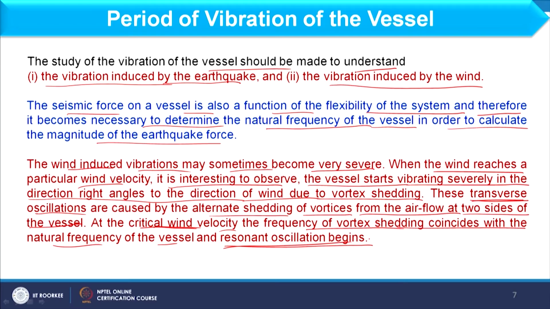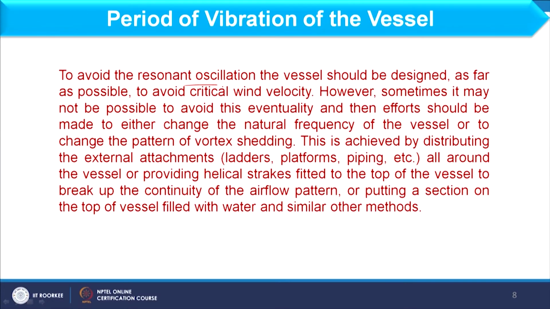Okay. So, in this way continuous oscillations will be there when we have large wind velocity, right. So, we have to consider the period of vibrations accordingly, and to avoid the resonant oscillation of the vessel, because this is not a favorable condition for the vessel, we should design the vessel in such a way that we can avoid the critical wind velocity. Okay.